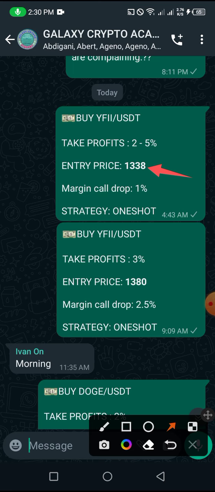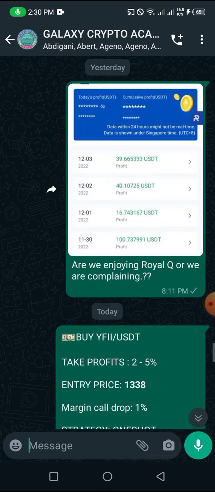1,338 as the entry price. And I was tasked, the recommendation is I am supposed to take between 2 to 5% as profit, and I am supposed to set my margin call drop for the first call, which I have given consideration on, to be only 1%. And the strategy is one shot, right? So let me go and make this adjustment.